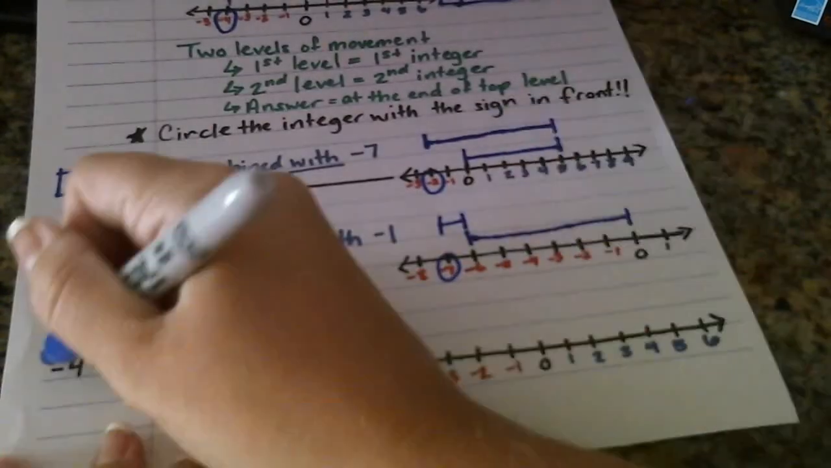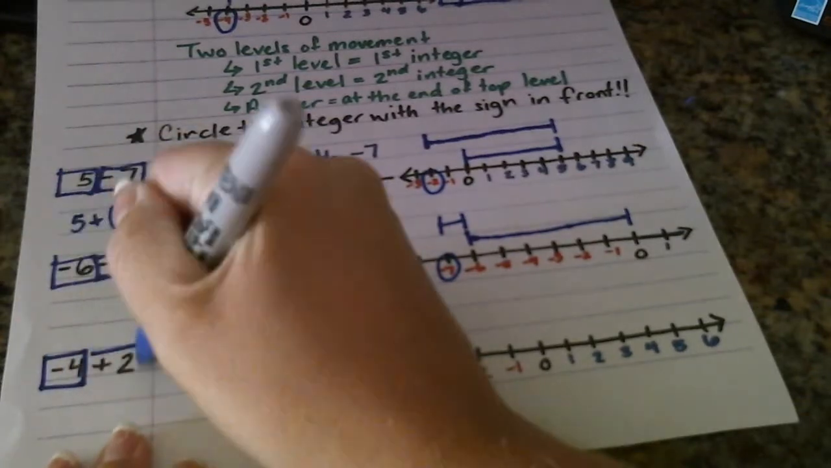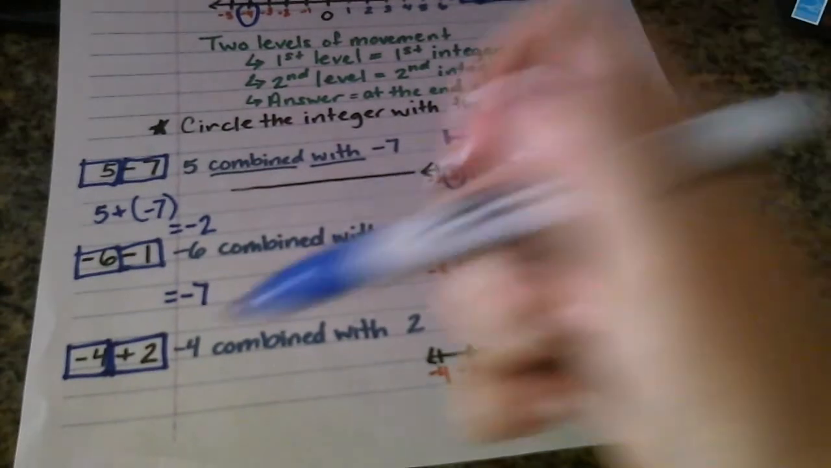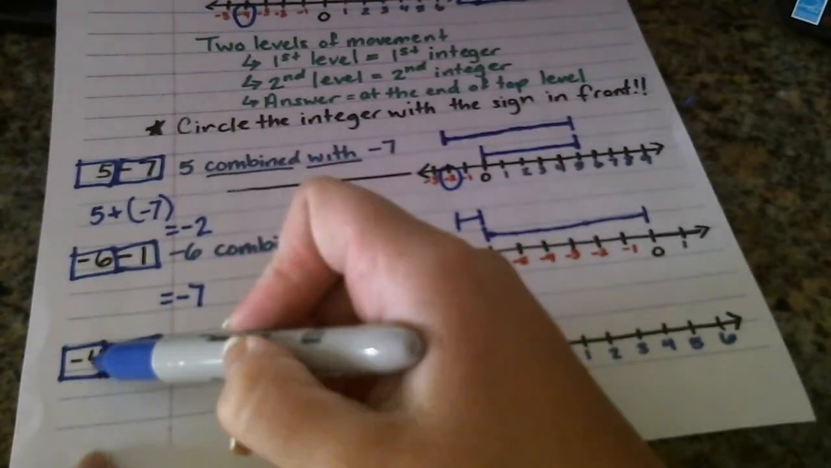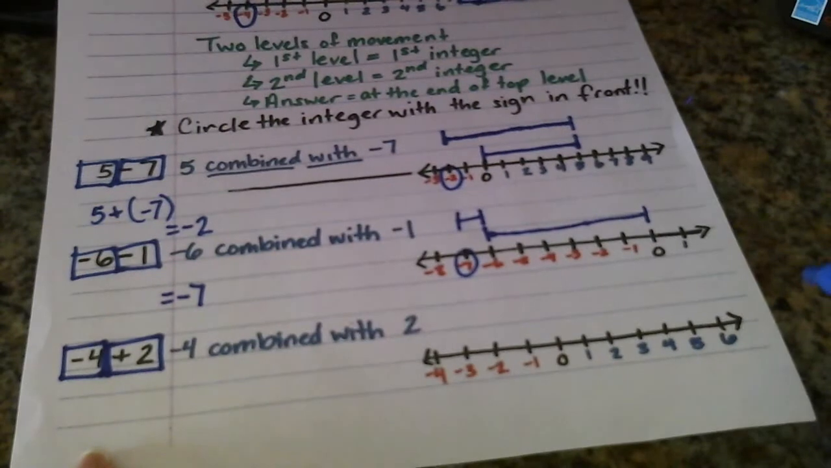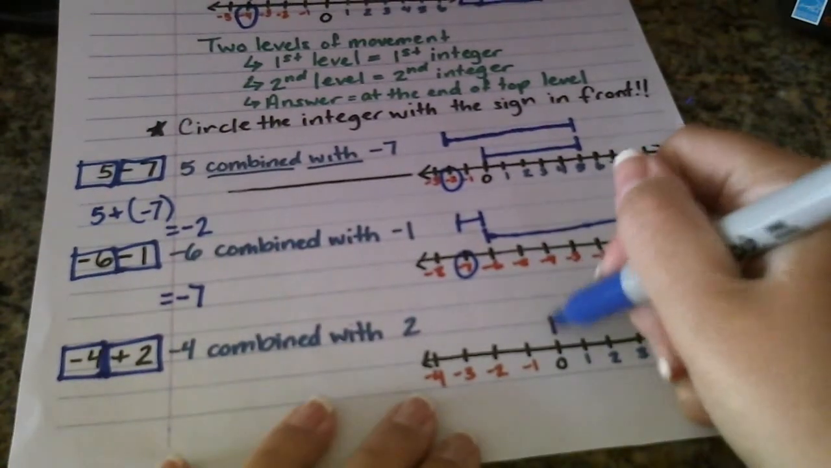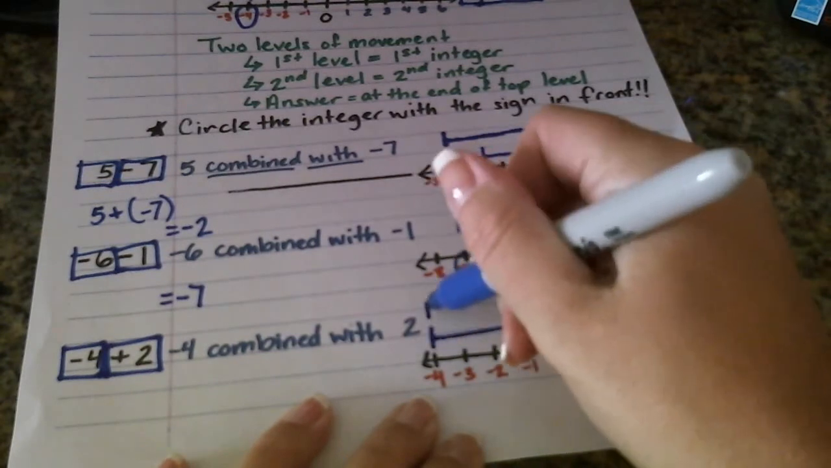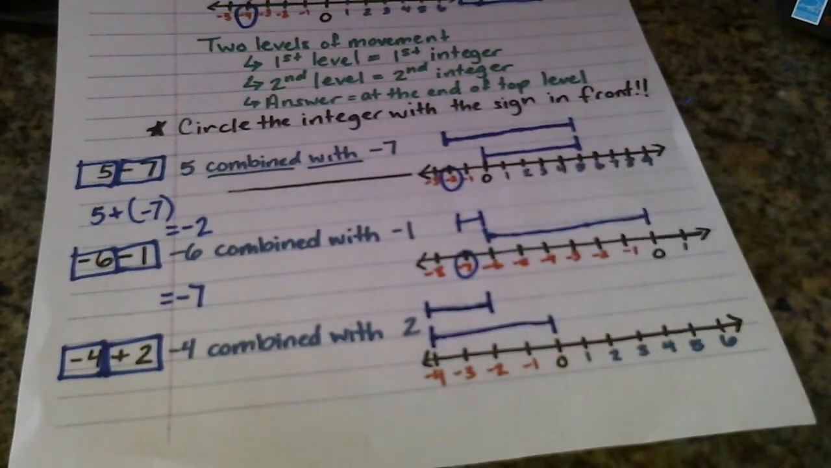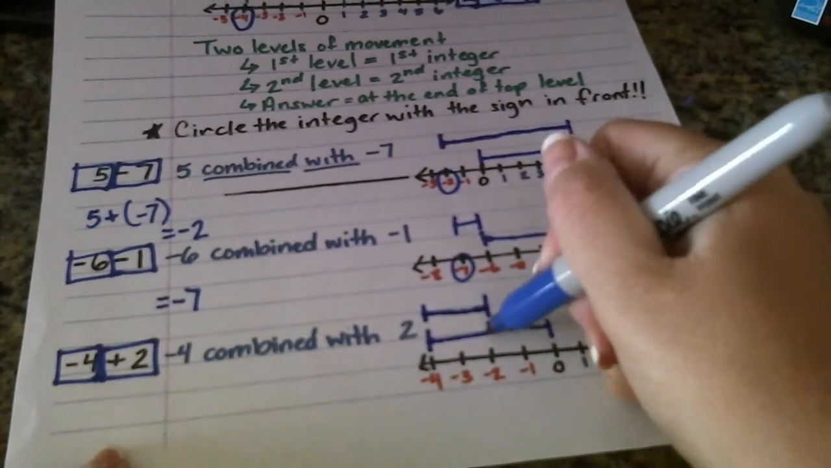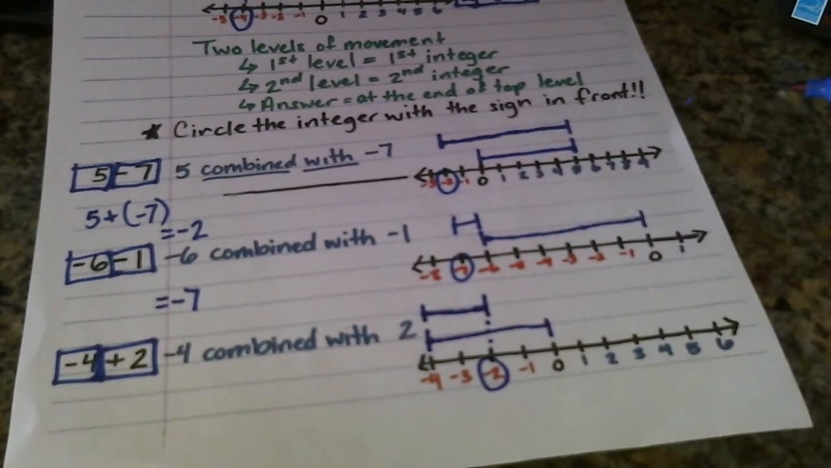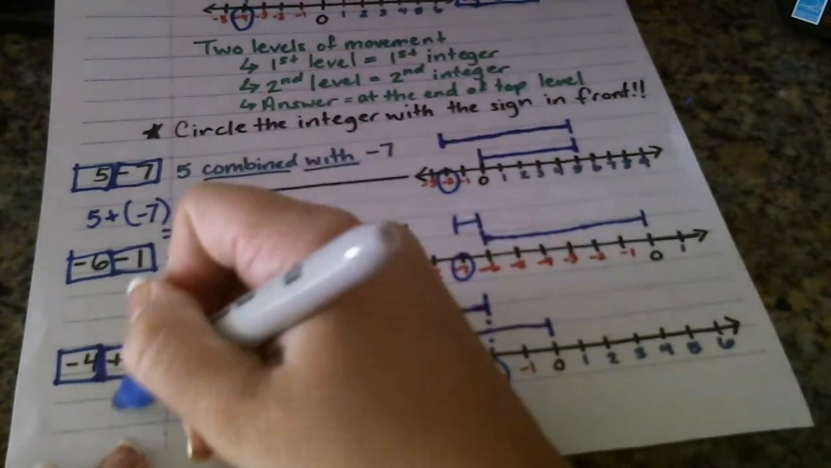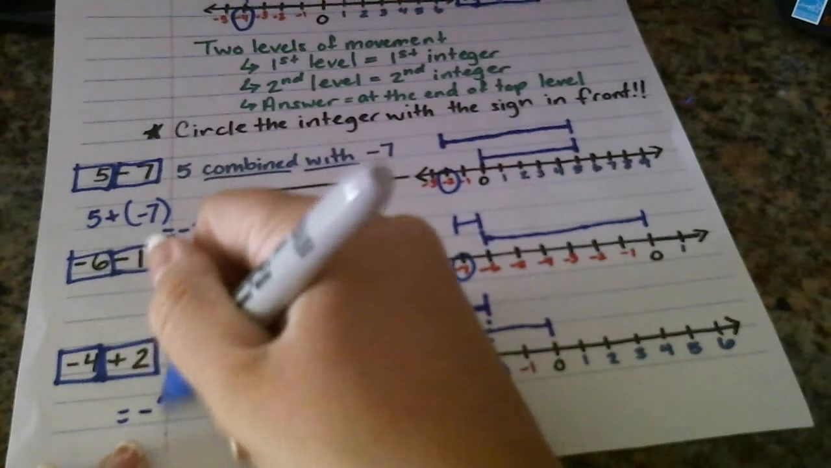My next example, box out the number with the sign in front. That's going to tell you whether your number is positive or negative. Here I'm combining a negative 4 with a positive 2. So on a number line that says moved left 4 spaces and then moved to the right 2 spaces. And that takes me to a negative 2. So a negative 4 combined with a positive 2 is equal to negative 2.